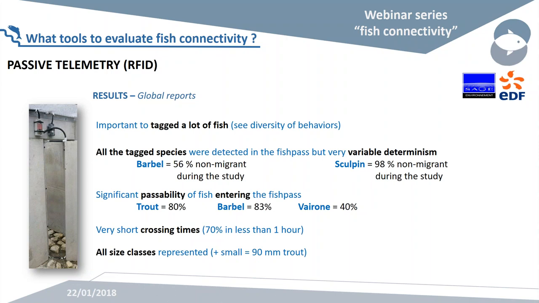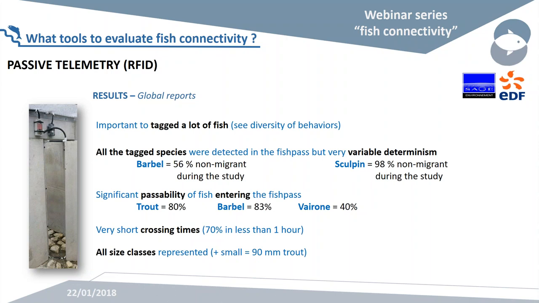The interesting point was that all the tagged species were detected in the fish pass, but with very variable detection rates. Barbel, 56%, sculpin, almost 100%. But when they enter the fish pass, we have significant passability and very short crossing times. And also all size classes were represented. So it was pretty good results for our fishway. So this is it for RFID.